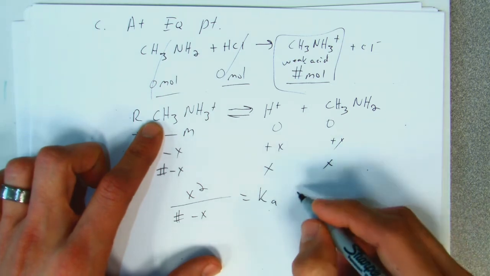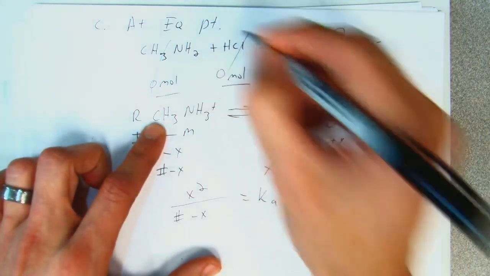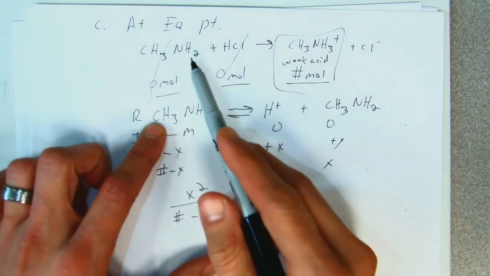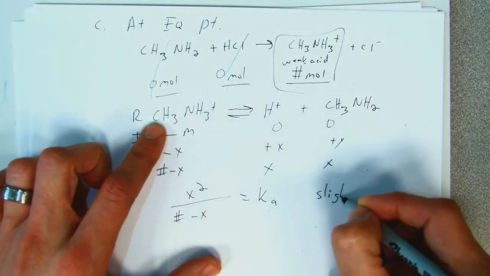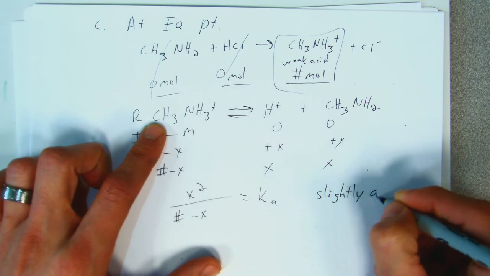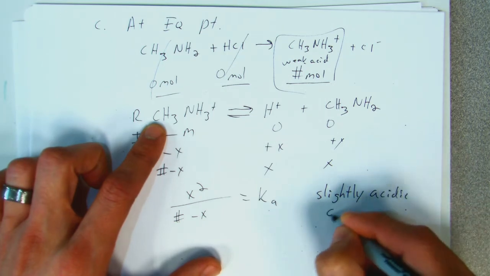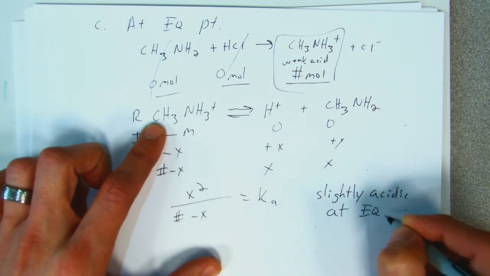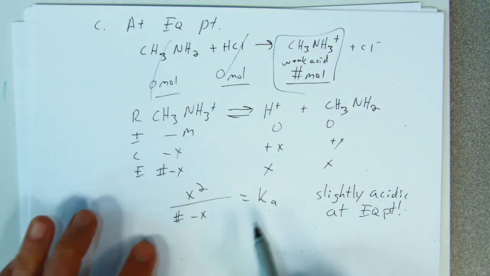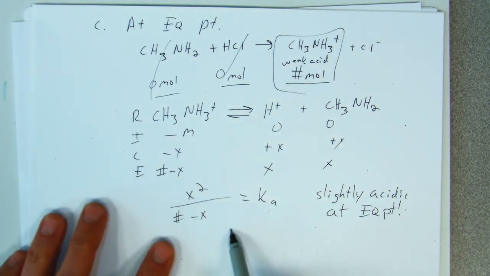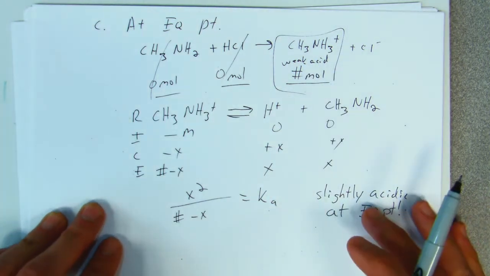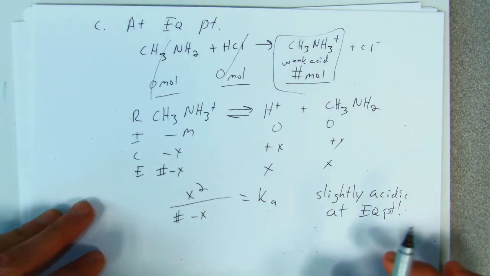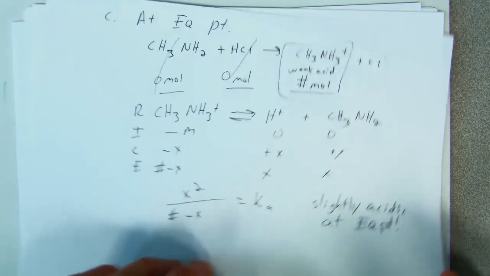So what I'll find is that at my equivalence point for this titration of the weak base with the strong acid, it's actually going to be slightly acidic. And if I wanted to get specific about the numbers, I could. I just have to fill in the gaps here, so to speak. But it's going to be slightly acidic at the equivalence point for this type of titration.